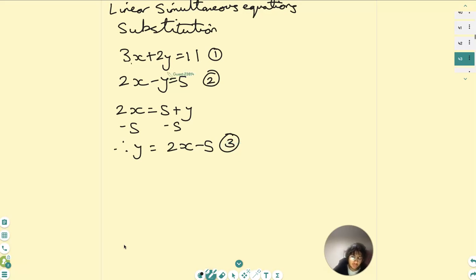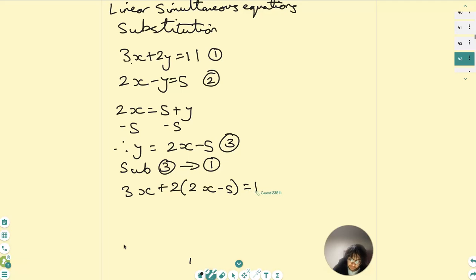As you can see in equation 1, you've got 3x plus 2y is equal to 11. We can substitute equation 3 into equation 1 to solve for x. So we substitute equation number 3 into equation number 1 and get 3x plus 2 in brackets 2x minus 5 is equal to 11. Expand the brackets: plus 4x minus 10 is equal to 11.